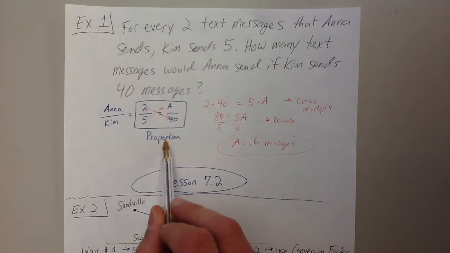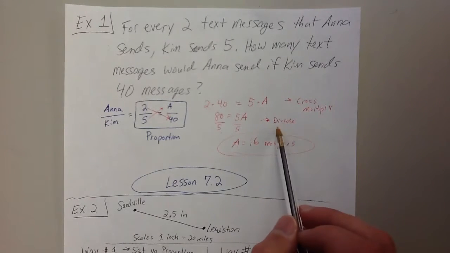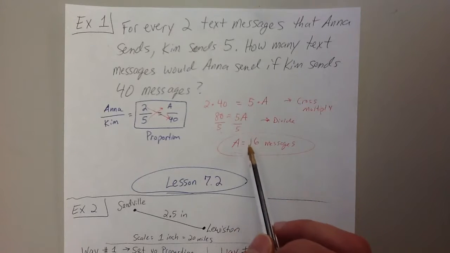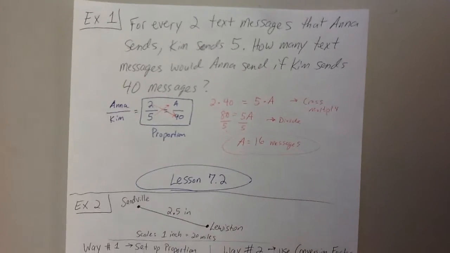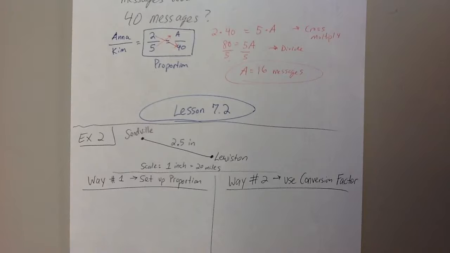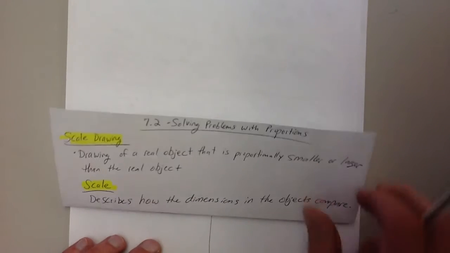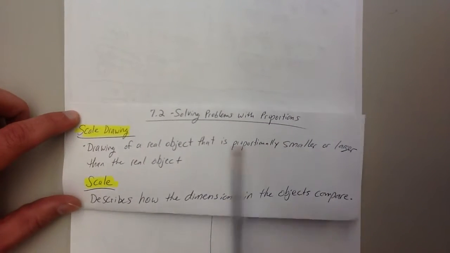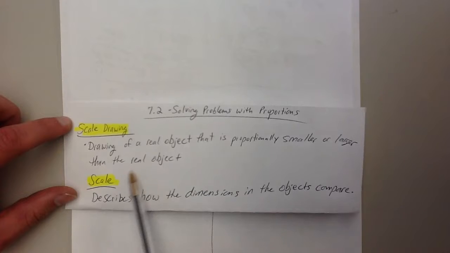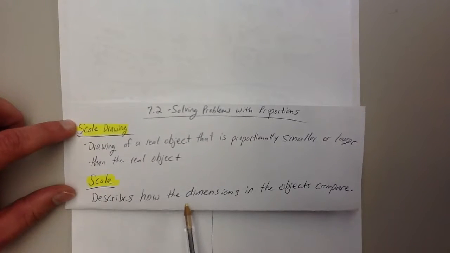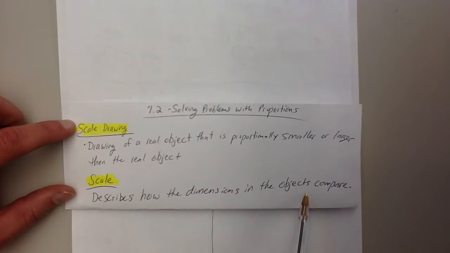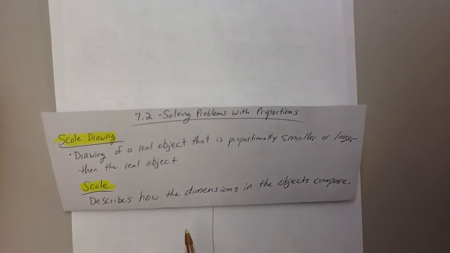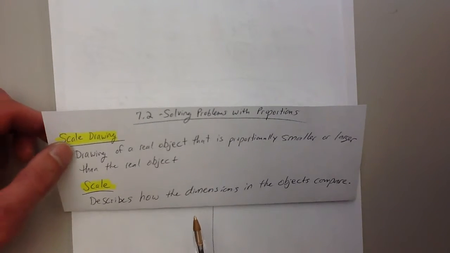So I set up my proportion, I cross multiply, and I divide by the coefficient of the variable to get my unknown value. The second example is from a scale drawing. A scale drawing is a drawing of a real object that is proportionally smaller or larger than the real object. And the scale describes how the dimensions in the objects compare. So it tells you how much bigger or how much smaller the scale drawing is.